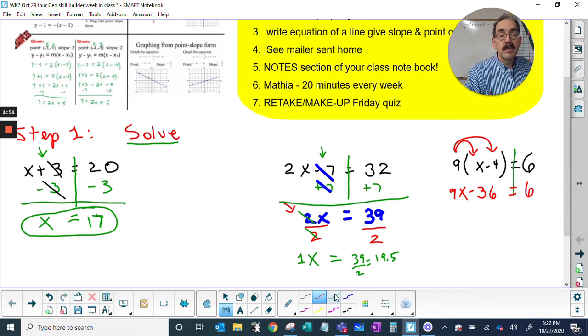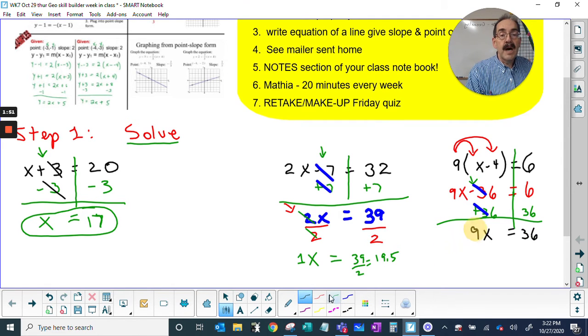Now, we continue the process to solve. What's the opposite of a minus? Add 36 to both sides. Draw our line, and 36 minus 36 is 0. We accomplished our goal, leaving us with 9 x's. We still have the equals. We still have the 36.